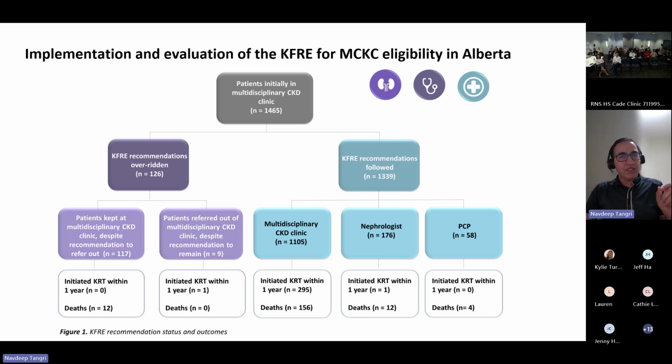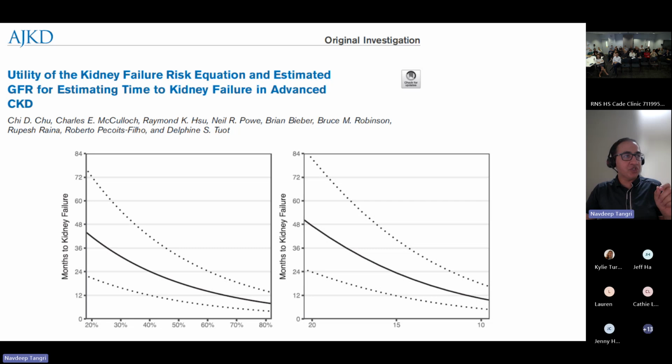Now let's put this on time. This is kind of new data from Chi Chu, who's done some really great work validating the KFRE in different cohorts, relating it to time. This is data from UCSF. Really nice slide here with 2 panels. So first on this panel is the KFRE, and this is months to kidney failure on the y-axis and KFRE on the x-axis. And these are the 95% confidence intervals. Here it's eGFR on the x-axis and months to kidney failure on the y-axis.